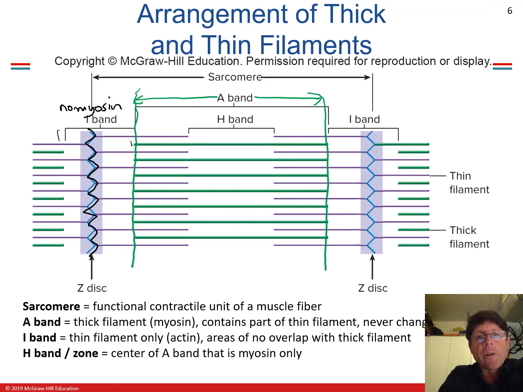The H band or zone, well, if we look at the A band where it's all myosin, you're going to see part of it is going to have actin on it, this part right here. On either end it's going to have actin on it. And then there's going to be a place in the middle where there is no actin. And that place in the middle where there is no actin, we're going to call that the H band. So the H band is this open space in here.